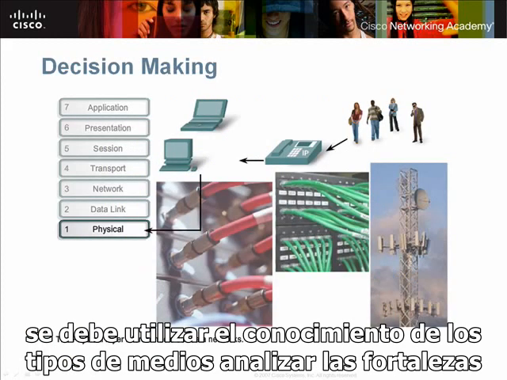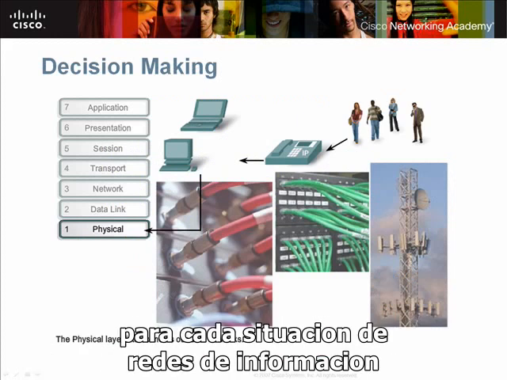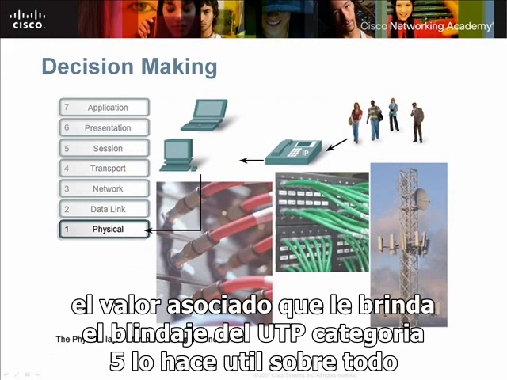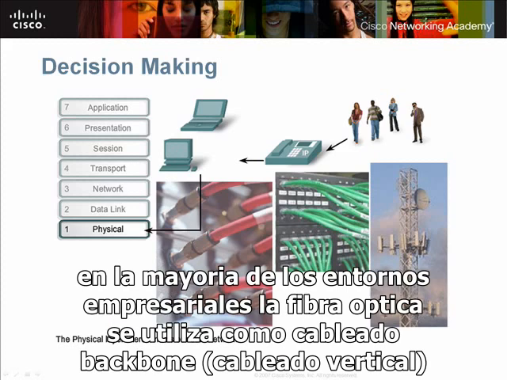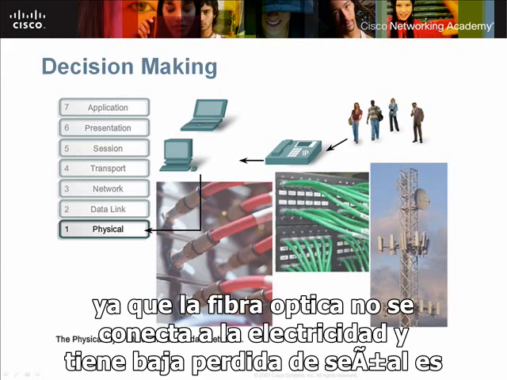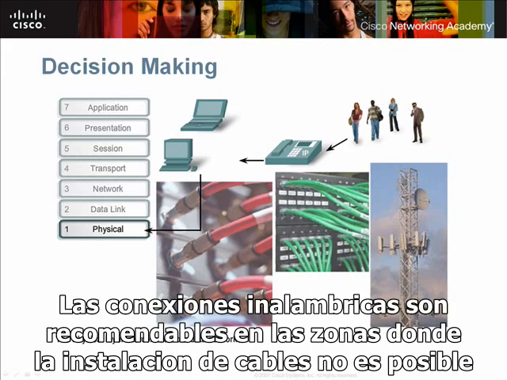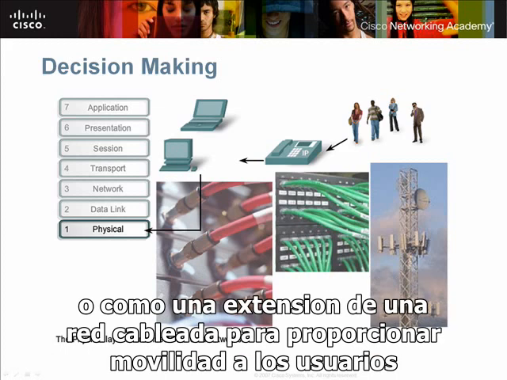You will use your knowledge of media types and their respective strengths and weaknesses to choose the best media for each networking situation. The cost and value associated with Cat5 UTP makes it useful in most LAN situations. In most enterprise environments, optical fiber is used as backbone cabling and for the interconnection of buildings in multi-building campuses. Because optical fiber does not conduct electricity and has low signal loss, it is well suited for these uses. Wireless is invaluable in areas where running cables is not possible, or as an addition to a wired LAN to provide mobility to users.